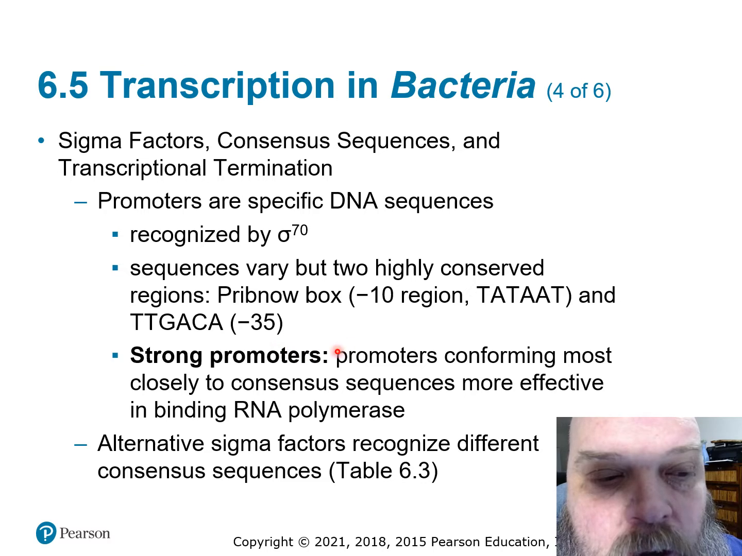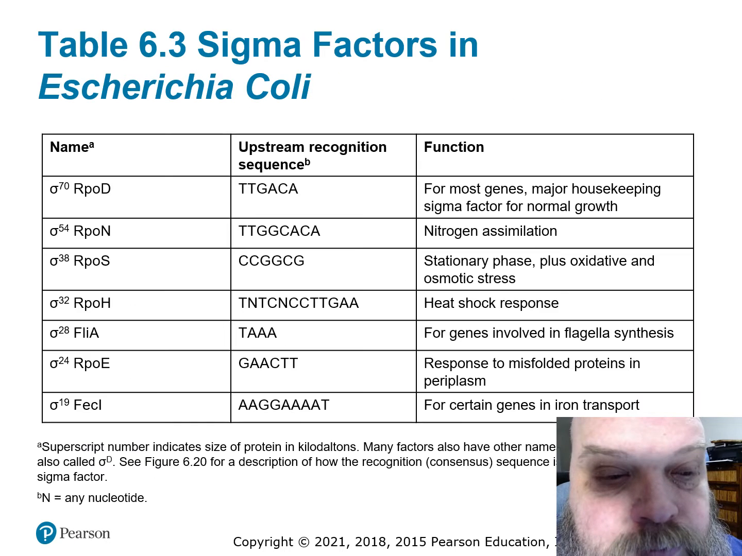Strong ones are going to have a greater affinity for the polymerases and whatnot. There's going to be more sigma proteins, more transcription initiator proteins that want to bind there and recruit in RNA polymerase at a greater degree than many of the other genes that may be present.